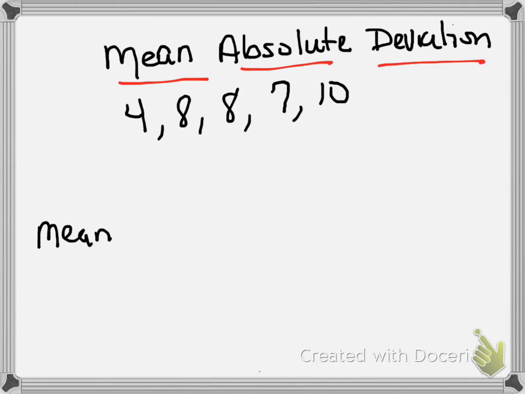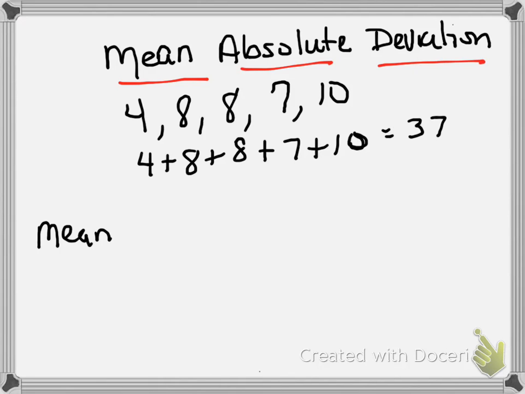To find the mean, we're going to add up all these numbers. So 4 plus 8 plus 8 plus 7 plus 10. All right, so 8 and 8 is 16, plus 4 is 20, plus 10 is 30, plus 7 is 37. And then to find the mean, we say 37, and there are 1, 2, 3, 4, 5 data points.